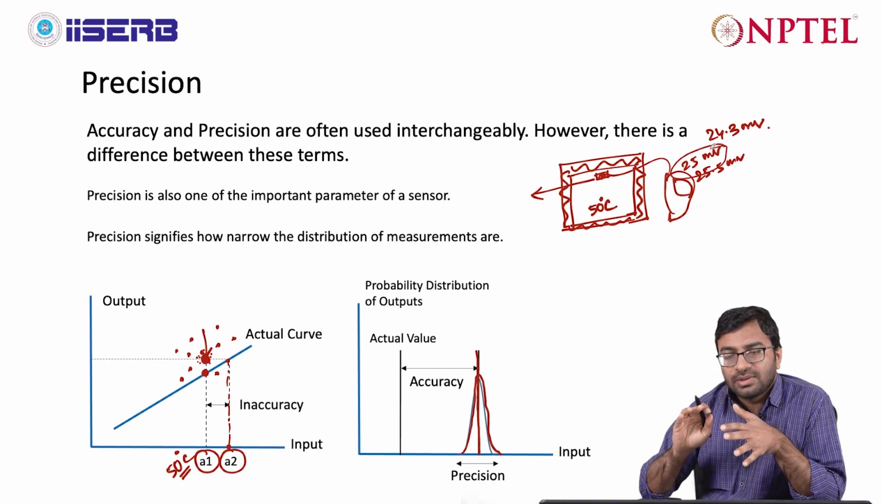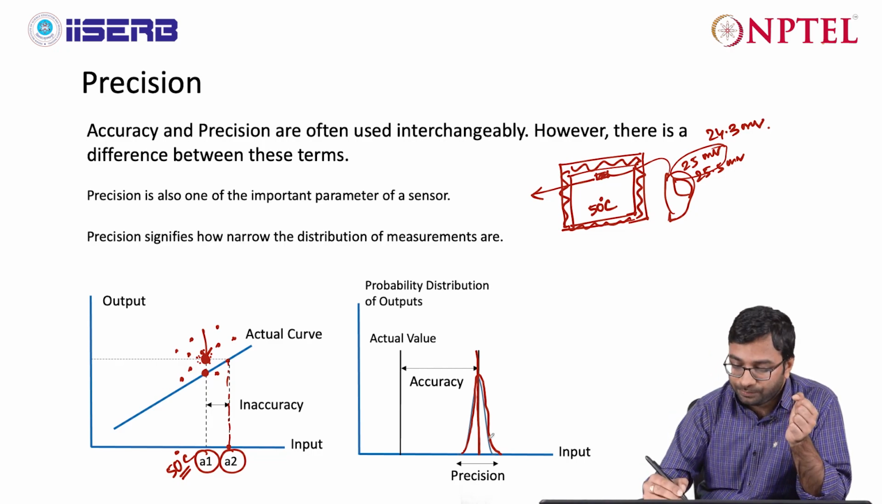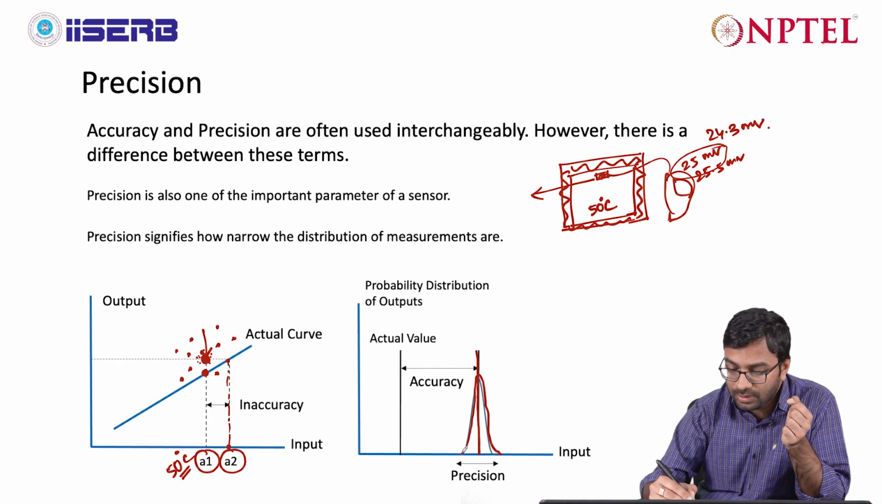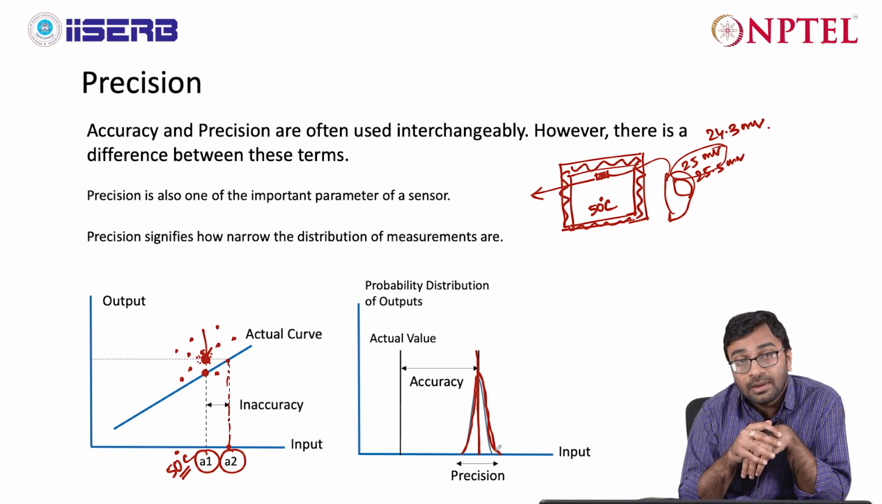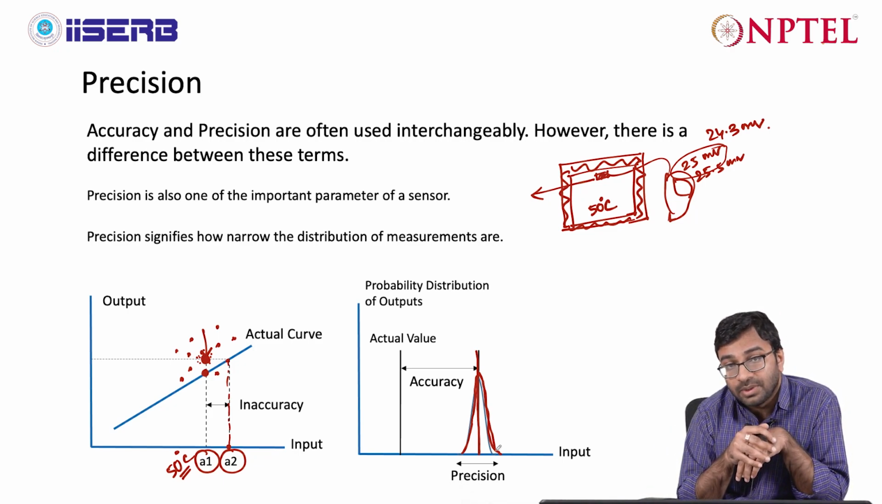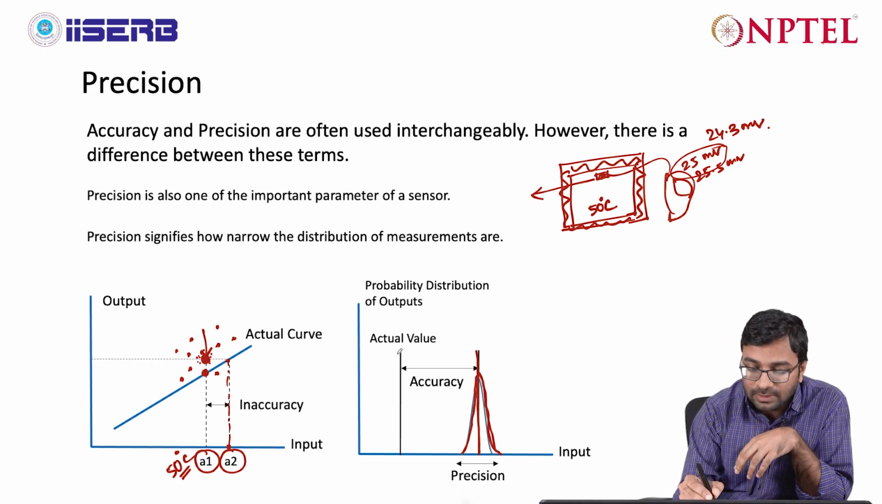Then you can say that the distribution is very narrow. The distribution is very much narrow. Then we can consider that the sensor is very precise. However, the actual value should be somewhere else.